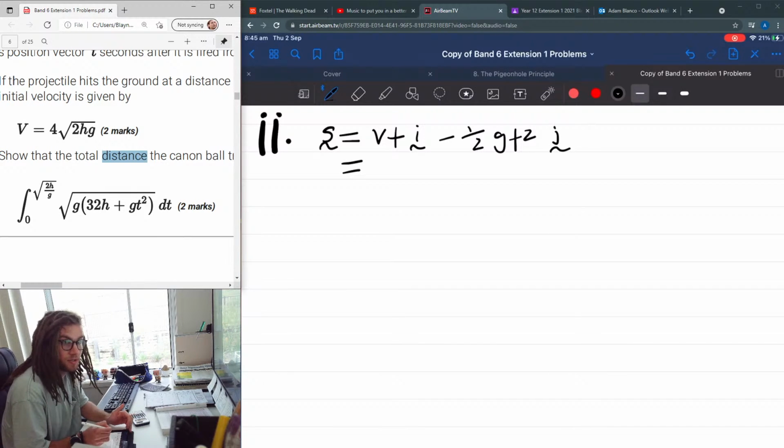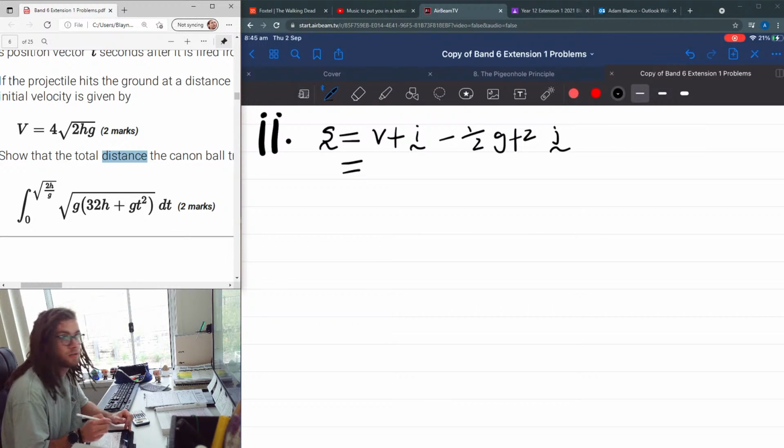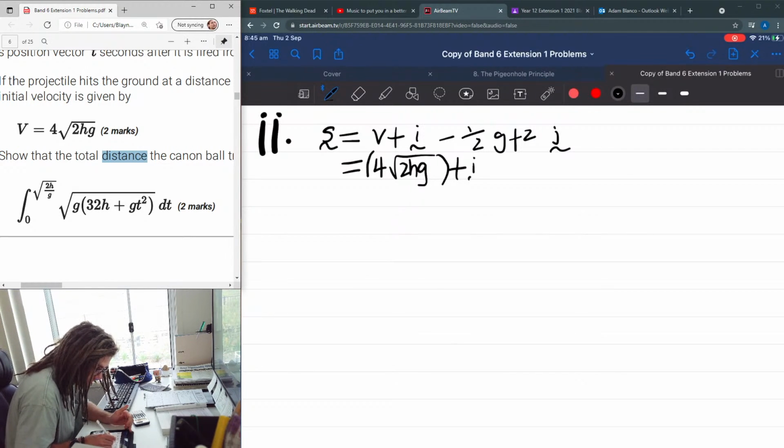So I'll start substituting stuff. So in here, well, I guess that's it, because I know my v from the last question is working. Okay, good. So the v from the last question was 4 root 2hg ti minus.